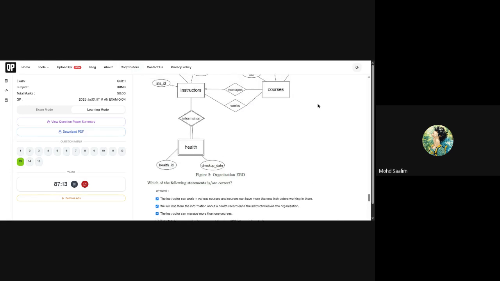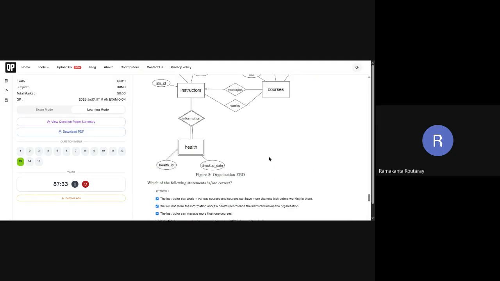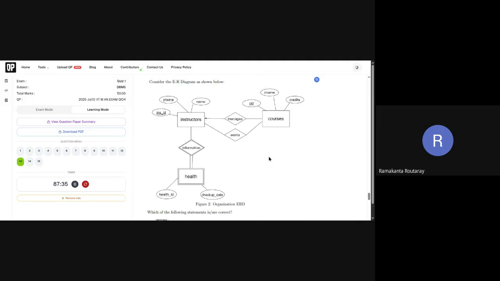What is the total number of tables? 5 tables are required to represent the given ERD into a relational schema. I think we discussed it already. No, not for this one. But it's still 5. What do you think? Courses, instructor, health, information, that's 4, no sir. We have 4, right? Health, instructor, courses, and information. Which one is the fifth one?